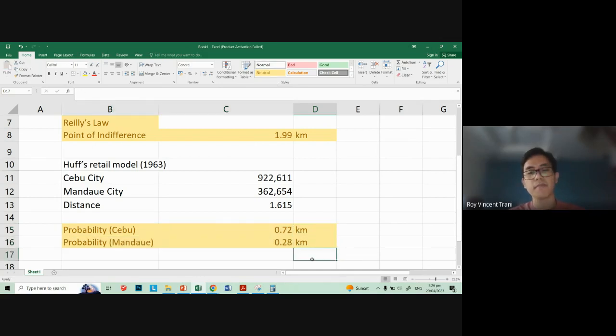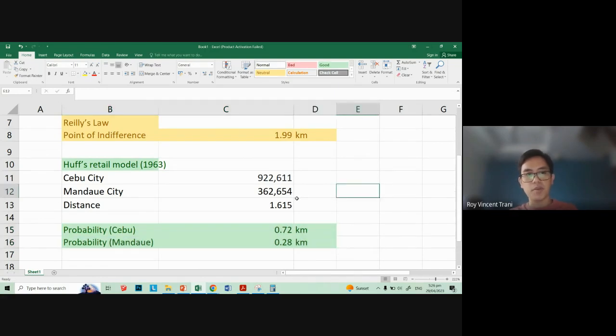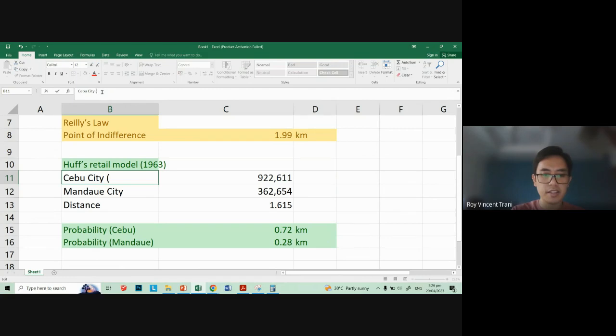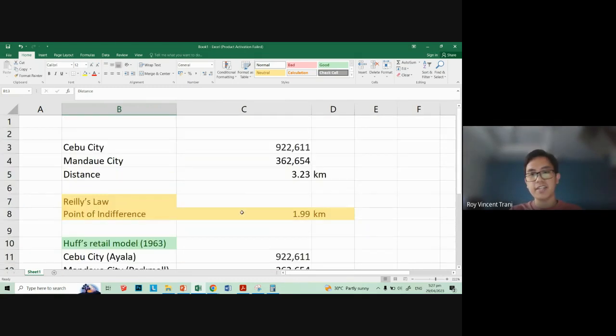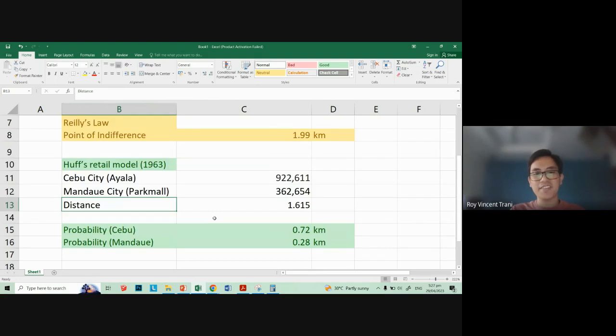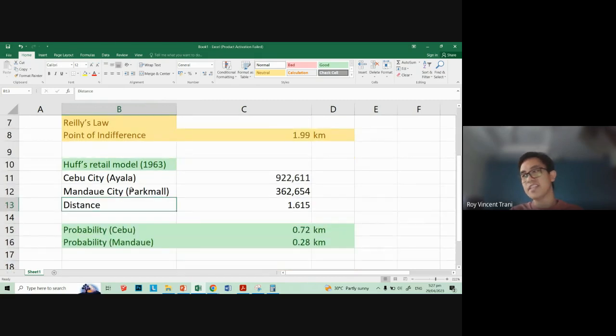Okay. So according to Huff's retail model, with these sort of numbers, like populations, in Cebu City there's a higher chance for someone to go to Cebu City Ayala. I'll put Ayala at 72% than going to Park Mall, which I can say, based on my experience, I would still prefer to go to Ayala. Almost 10 out of 10, if given the chance to go to a mall, I always go to Ayala, every time.